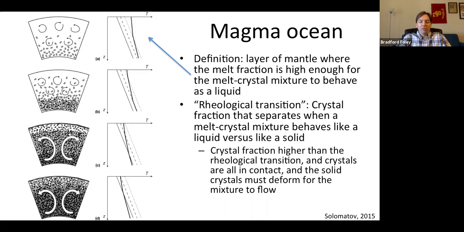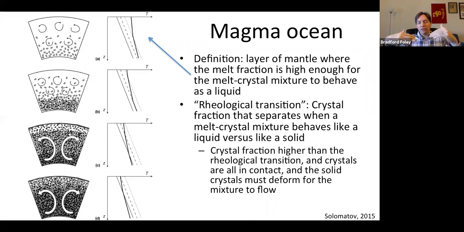If the crystal fraction is lower than this rheological transition and we have more melt present, then each crystal can be basically surrounded by melt. In order to get that mixture to flow, all you really need is the melt itself to flow, and it can carry the crystals with it. So when we talk about how a magma ocean ends and solidifies into a solid mantle that will then convect through this solid state deformation and creep process, we're thinking about a situation where the mantle has everywhere passed this rheological transition, and we have a large enough crystal fraction for the whole thing to behave like a solid rather than like a liquid.